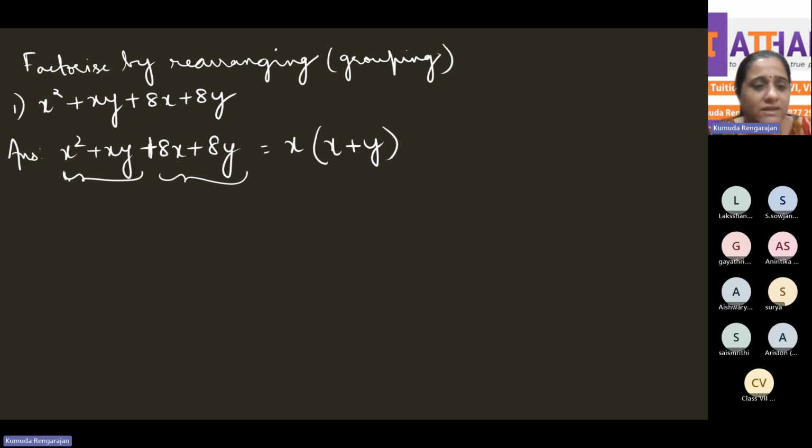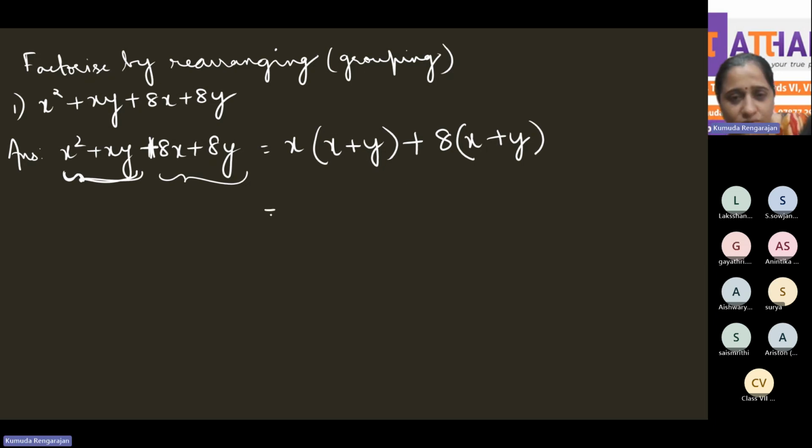If we are done till here, after this follows a plus sign, so take the same sign, plus. Now, what is common between 8x and 8y? 8, because x and y have nothing common. 8, open bracket. 8 into what will give you 8x? X. Plus y, because 8 into x is 8x and 8 into y is 8y. Close the bracket.